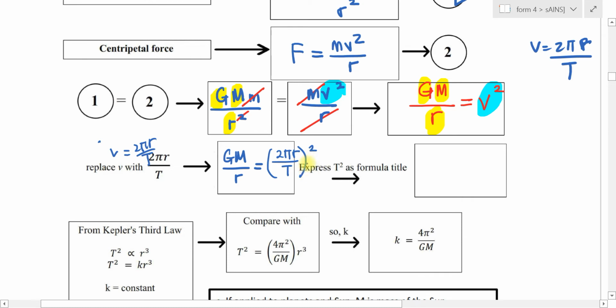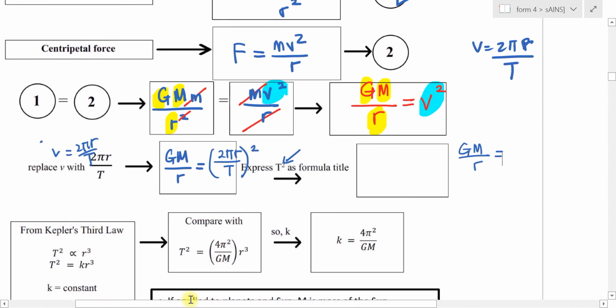Lepas tu, kita jadikan T square as a formula. Okay. Kamu tengok dia ni kerja banyak sikit. Okay. Sebab derivation ni dia akan tanya dalam exam. This derivation must know. Lepas tu kita nak kita kembang dulu equation dia. Okay, the expansion I show outside of the box. So kita akan dapat G M over R equal to 2 pi R square over T, ni kita nak square. Jadi dia akan jadi 4 pi square R square over T square. Okay, lepas tu, okay, dah buat macam ni.